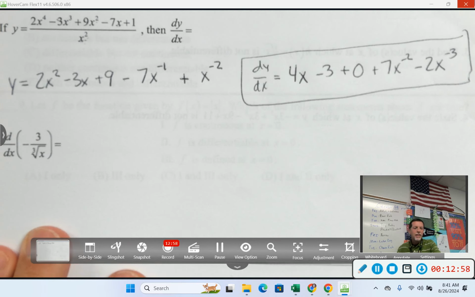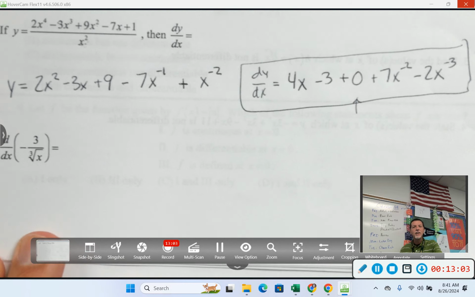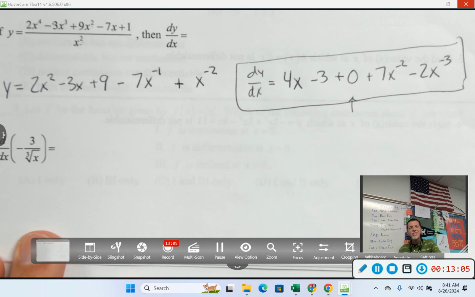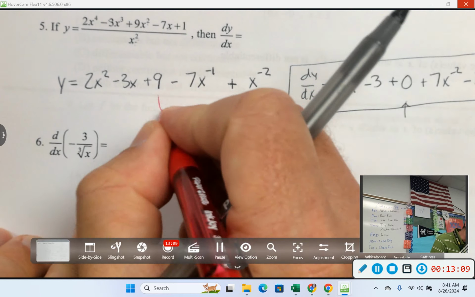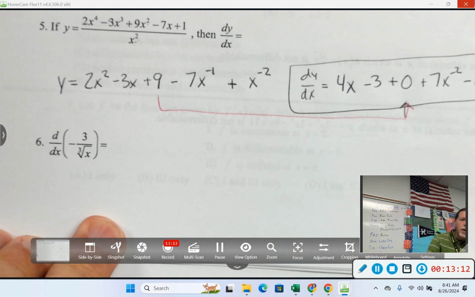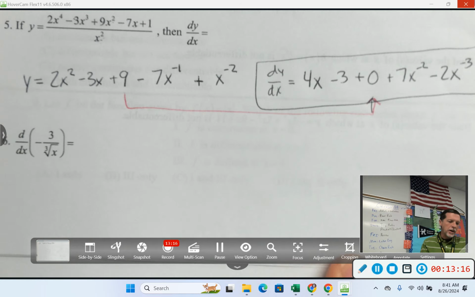And again, the 0, it doesn't need to be there, but it's not wrong if it is there. Initially, anyway, I will see students put the 0 in there because it just sort of helps them remember that, that's right, the derivative of a constant goes away. And so if it helps you kind of keep track with the terms, by all means, put a 0 in there.